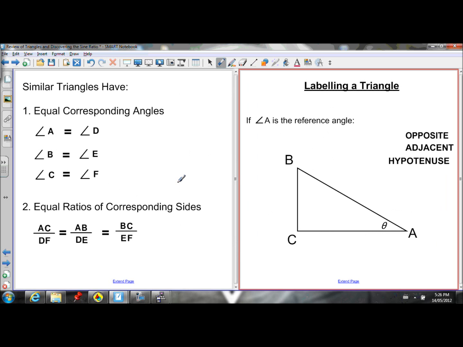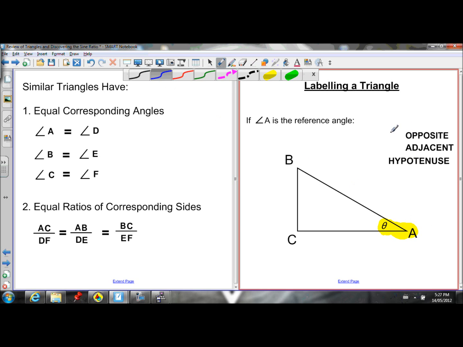Okay, so one more thing before we can start with today, we have to know how to label a triangle. We need to be able to label its opposite, adjacent, and hypotenuse, those three sides. So if angle A is our reference angle, we're always going to need a reference angle to be able to label it. So angle A here is our reference angle.